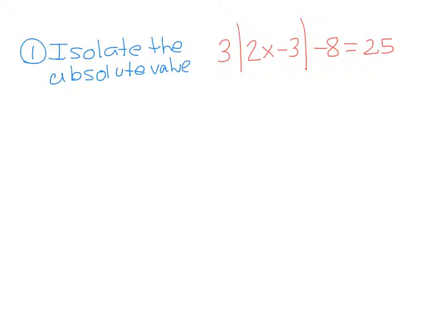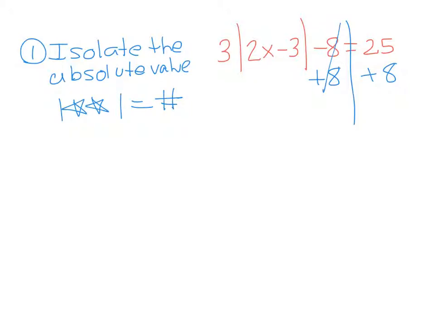When you have the absolute value isolated, it's going to look like you have an absolute value on one side. It doesn't matter what's inside of the absolute value. You don't really care. And it's going to be equal to some number on the other side. If you look at the example we have, 3 times the absolute value minus 8 equals 25. There's 2 numbers that are causing the absolute value to not be isolated. First would be the minus 8. So let's add 8 to both sides of the equation.